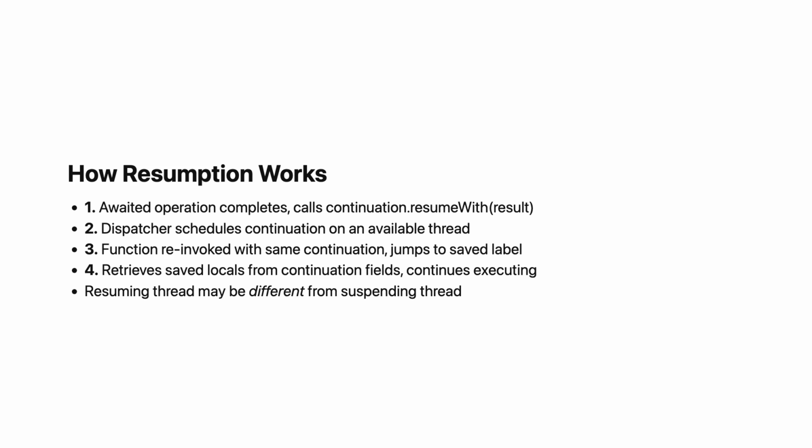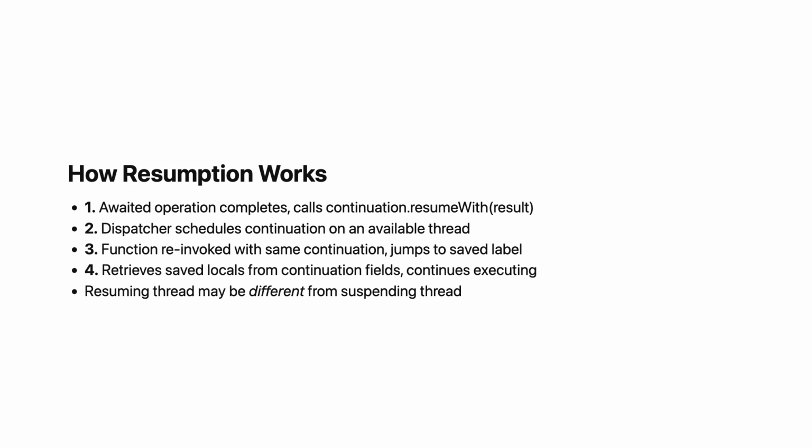The thread executing the resumption might be a completely different thread than the one that ran before the suspension. The coroutine does not care. Its state is in the continuation, not on any particular thread stack. This is why coroutines can migrate between threads transparently. The thread is just an execution resource. The coroutine's identity and state are in the continuation object.